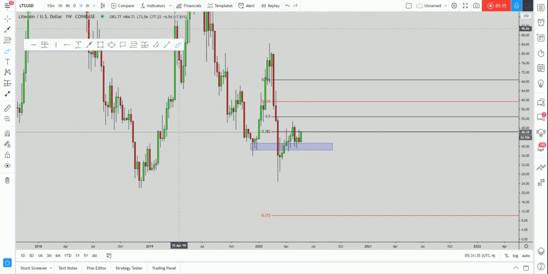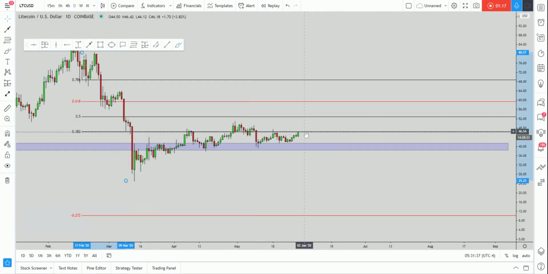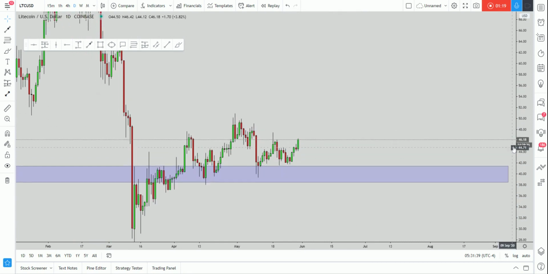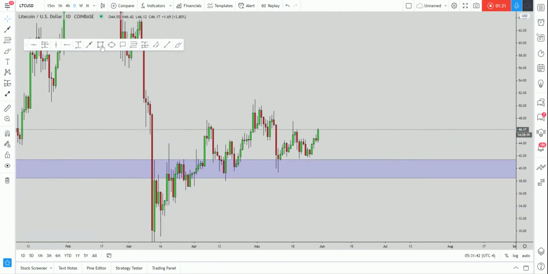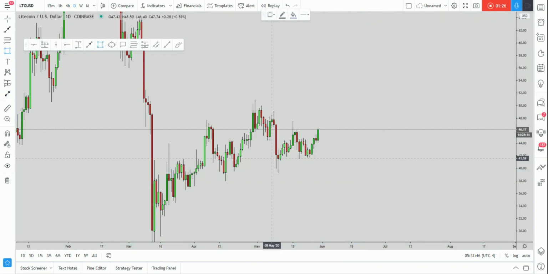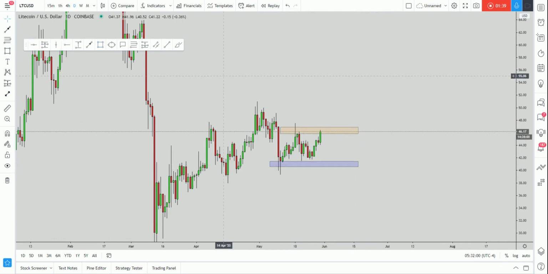zone. Going back on the daily time frame, what kind of situation can we see? Now, on the daily time frame, we can clearly see that the market is actually, as we have already outlined, trapped in between this support, which the market continues to respect, and this resistance, which is basically the 0.382 that we have already identified from our weekly perspective.